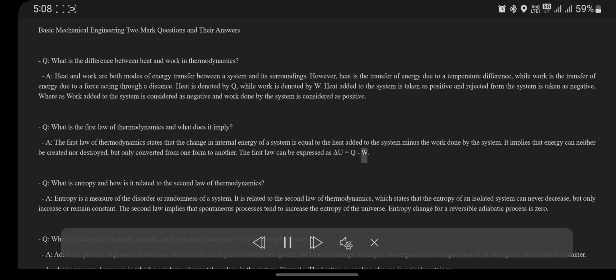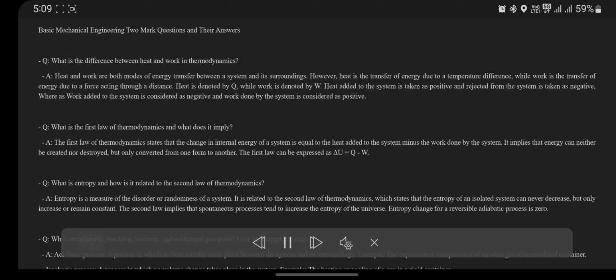Question: what is entropy and how is it related to the second law of thermodynamics? Answer: Entropy is a measure of the disorder or randomness of a system. It is related to the second law of thermodynamics, which states that the entropy of an isolated system can never decrease, but only increase or remain constant. The second law implies that spontaneous processes tend to increase the entropy of the universe. Entropy change for a reversible adiabatic process is zero.